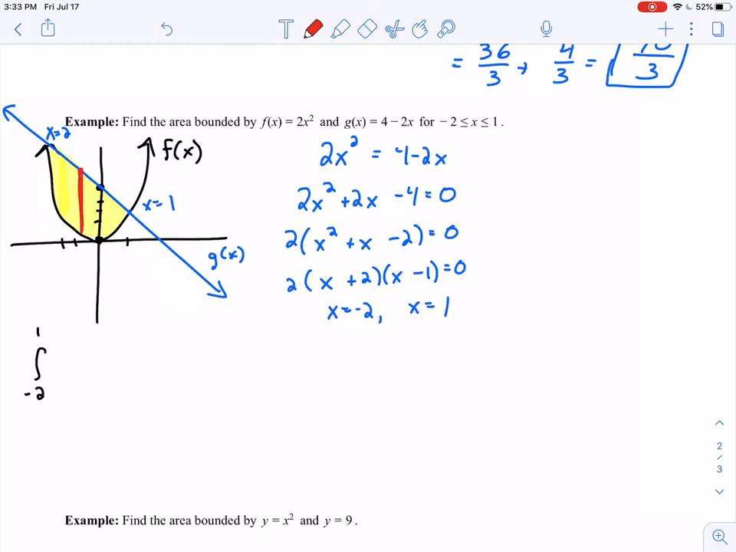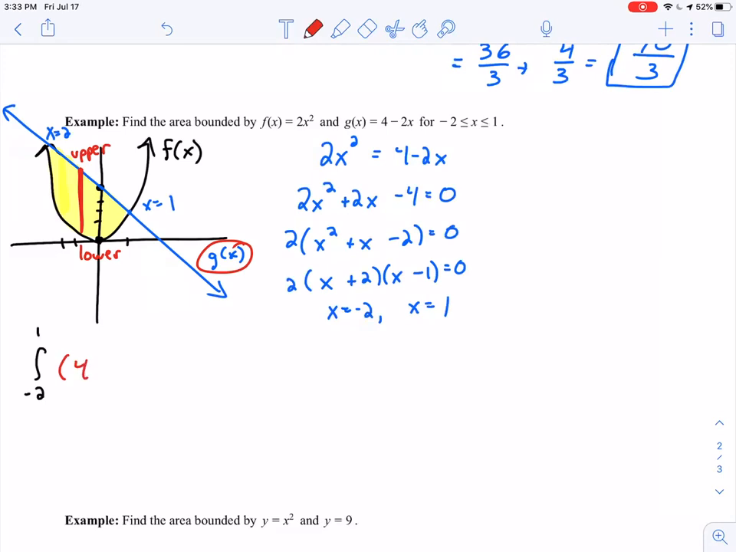Where does the top part of that vertical line hit? Well, that top part of the vertical line is hitting the blue function, g of x. So that means that g of x is actually my upper function. So this is my upper curve. And then down here, the parabola at this point right here, this is my lower curve on that region. So my upper curve is g of x.